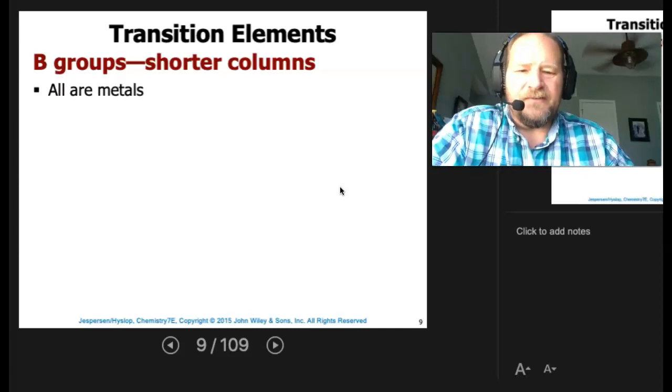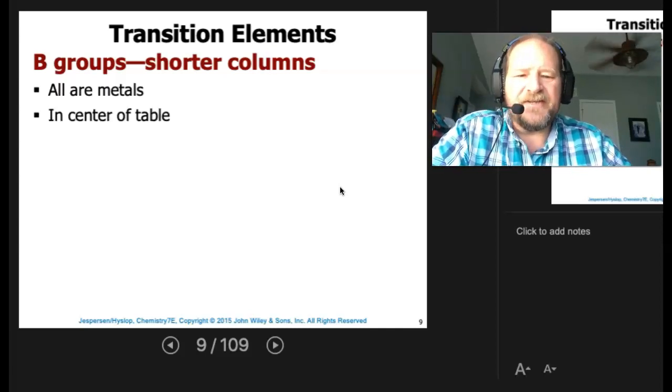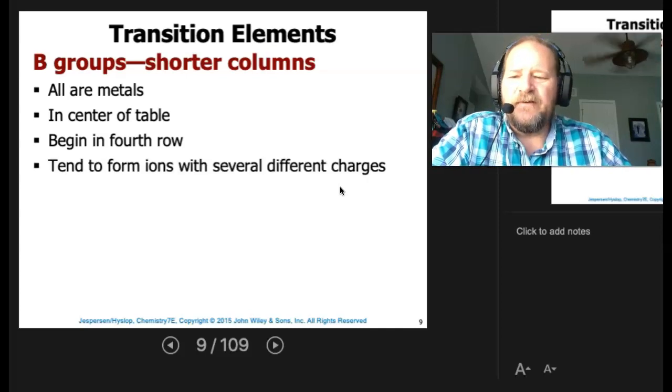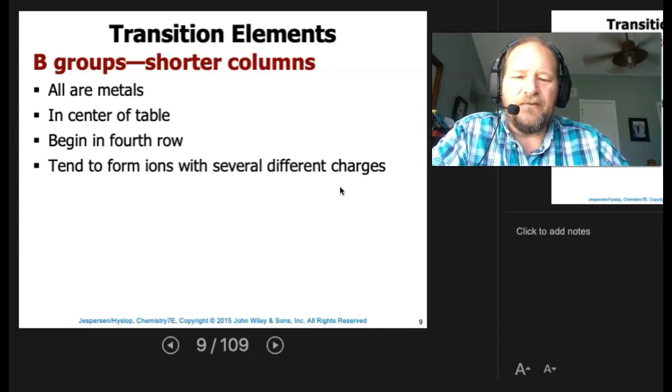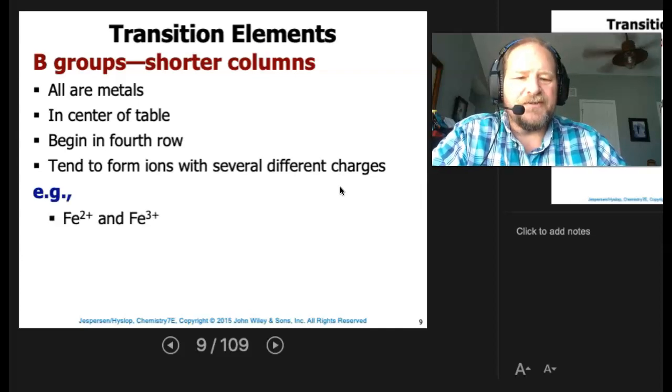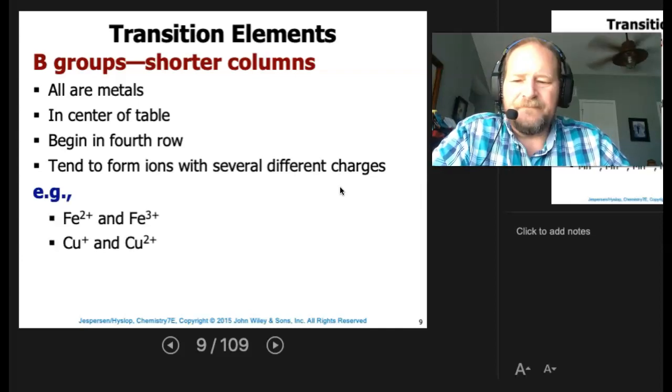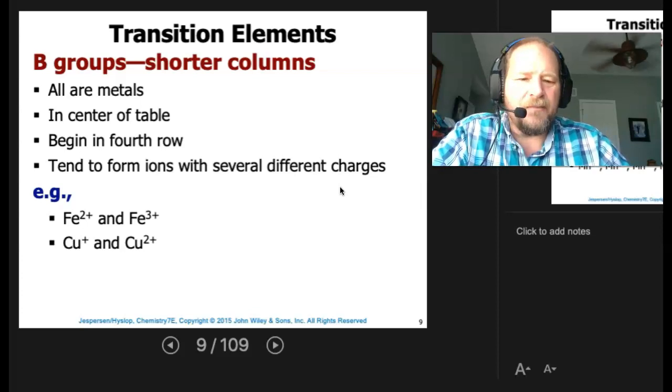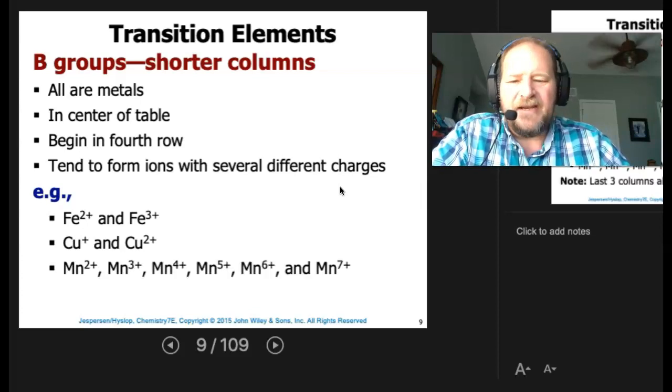Now your transition elements, those are your group B elements. These are all metals. Okay, they're all in the center of the table. They begin in the fourth row, and they tend to form ions with several different charges. Right. So in other words, iron can be +2 or iron can be +3. Copper can be +1 or copper can be +2. Manganese has a whole bunch of options.